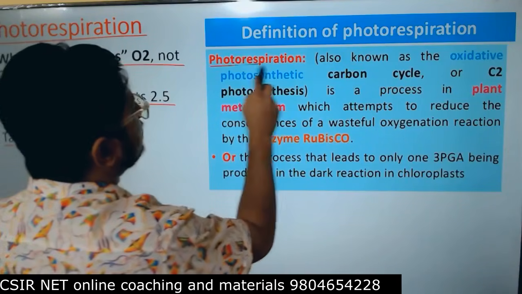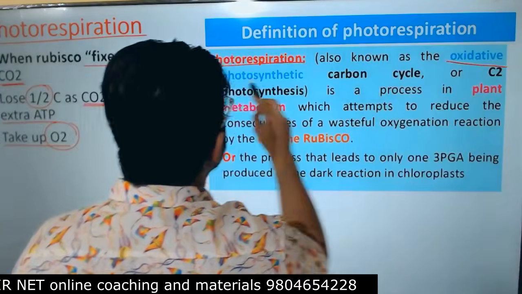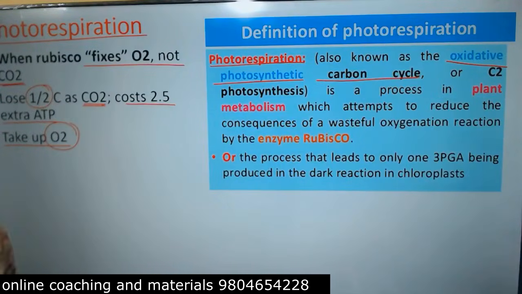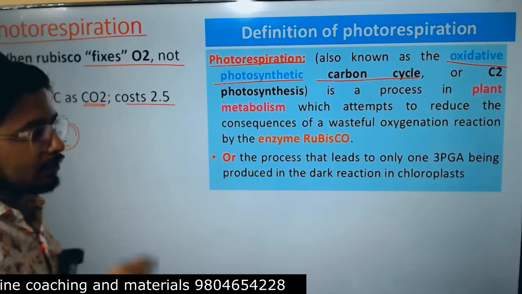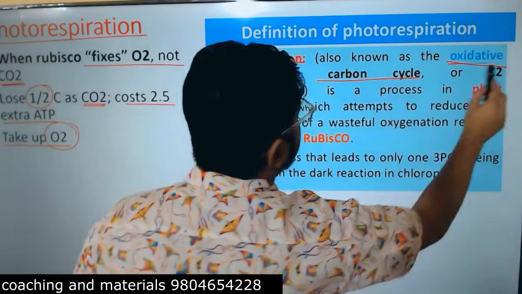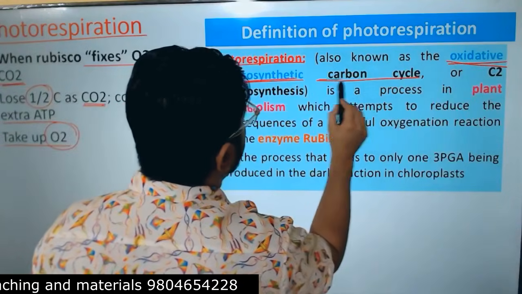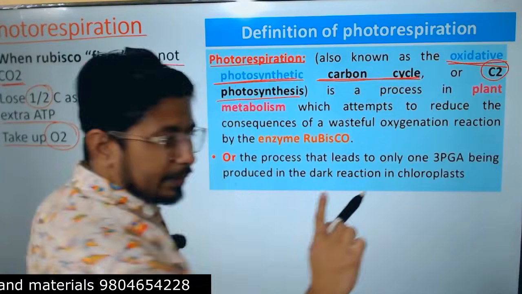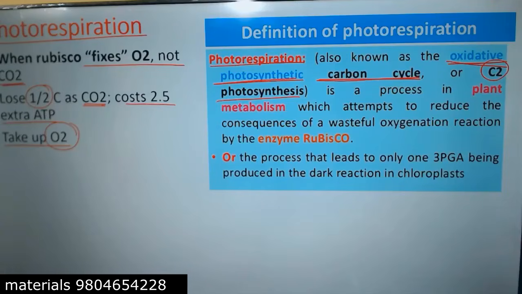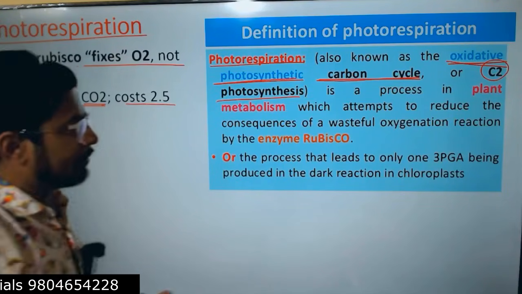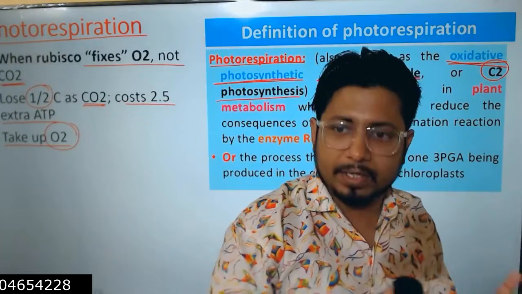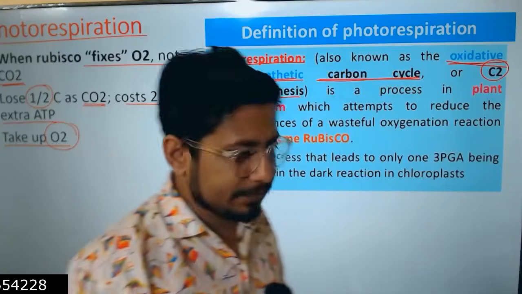So photorespiration is also known as the oxidative photosynthetic carbon cycle, or C2 photosynthesis. Why? Because the stable intermediate that is produced is glycolate, which is a 2-carbon molecule. In the other case, we have 3-phosphoglycerate, which is a 3-carbon molecule, so we call it C3 photosynthesis.